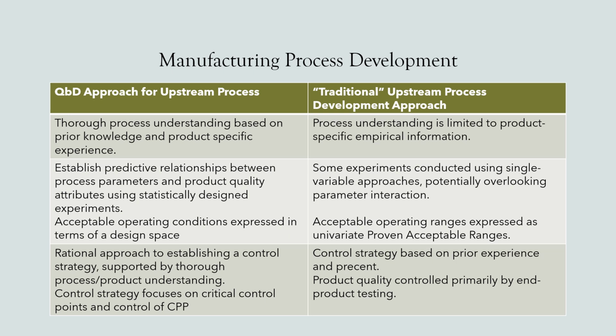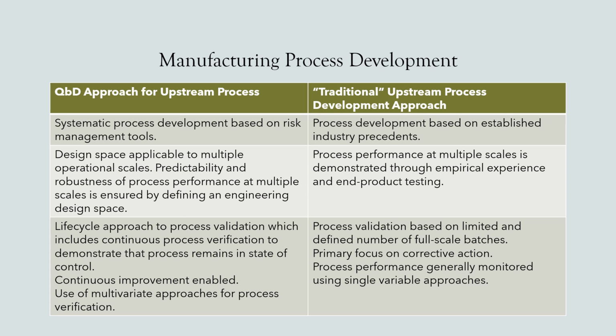And then your rational approach for establishing your control strategy is supported by your thorough process and product understanding. In the case of the traditional approach, your control strategy is based on your prior experience and precedent, so your product quality is controlled primarily by end product testing. I don't think that's the case, certainly for chemical entities, but I'll just give you where I got this from, and then you can make your own mind up.